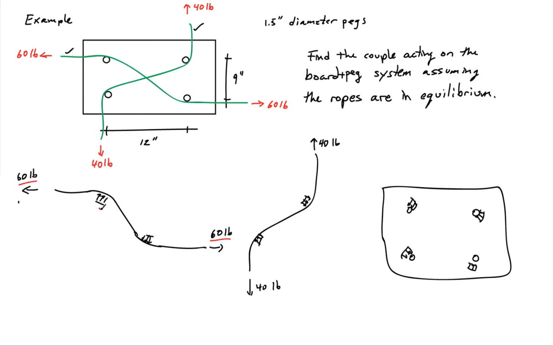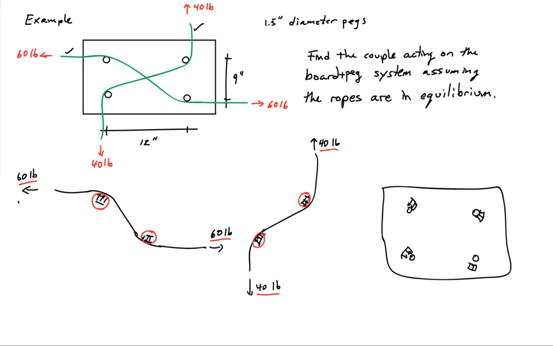And I also have a very complicated set of forces acting on the rope due to the pegs. I don't really know very much about it, but I can figure out some things about it as we go along. And for the rope with the 40-pound forces, I have the same thing. I have the 2 40-pound forces, and then I have some complicated set of forces acting on the rope due to the pegs.